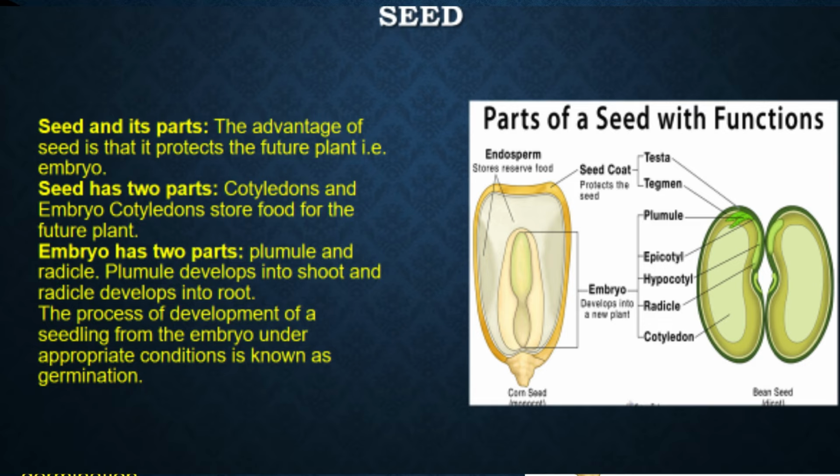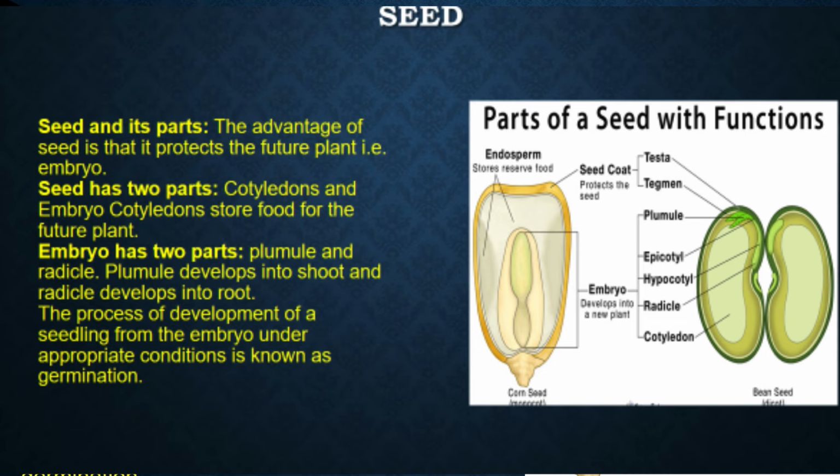Now, the main part is the cotyledons, which store food for the future plant. Then we have the embryo, the inner part. It has two parts, plumule and radicle. The plumule will give rise to a new shoot and the radicle will give rise to a new root. So when the seedling grows, the upper part of the plant, the shoot, will be formed from the plumule and the root will be formed from the radicle. The process of development of a seedling from the embryo under appropriate conditions is known as germination.